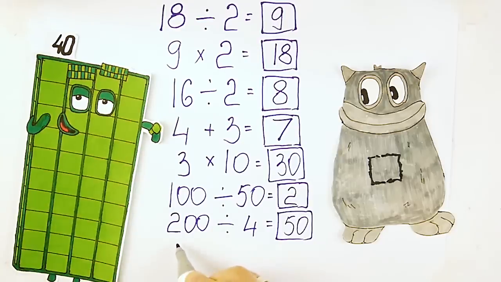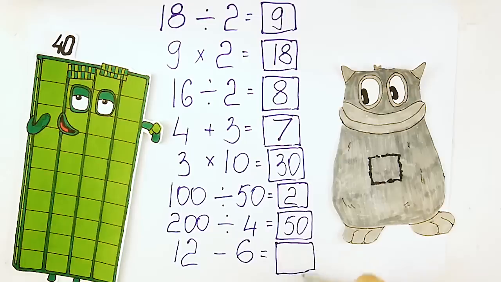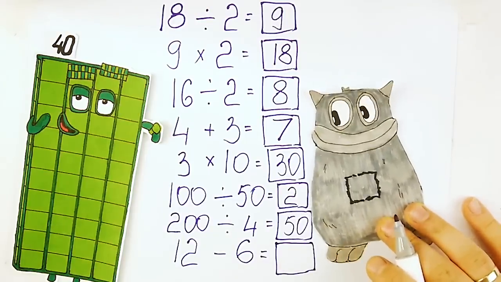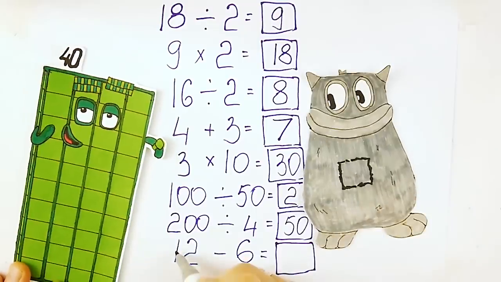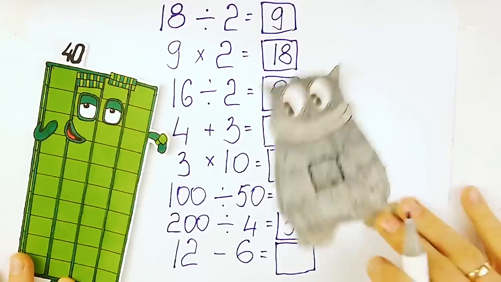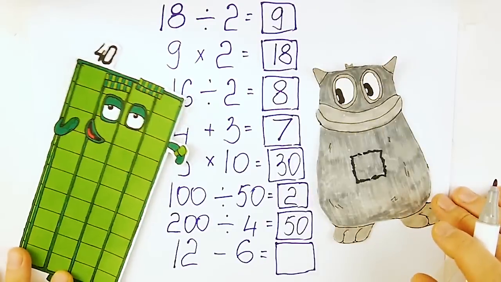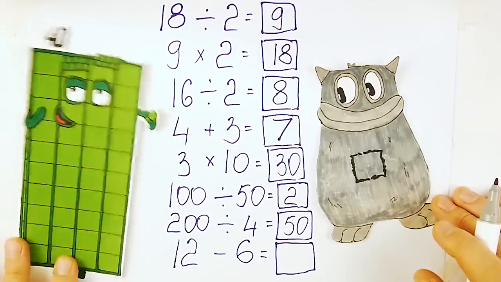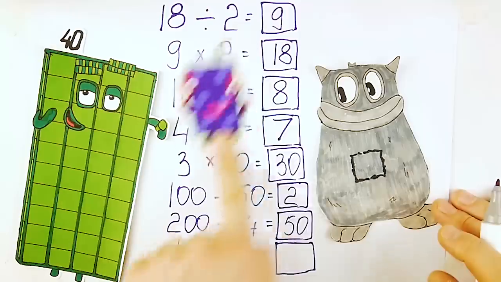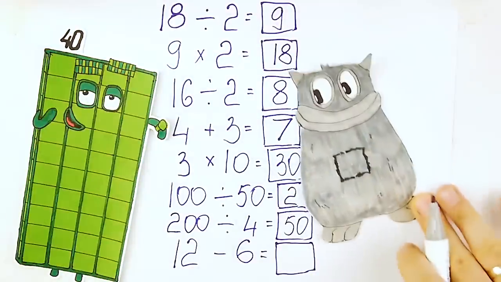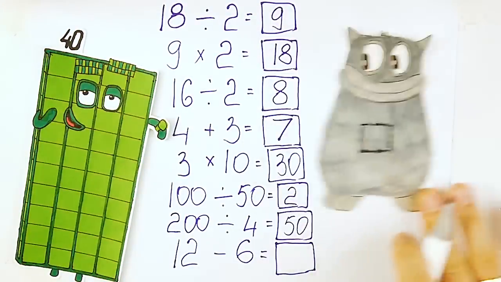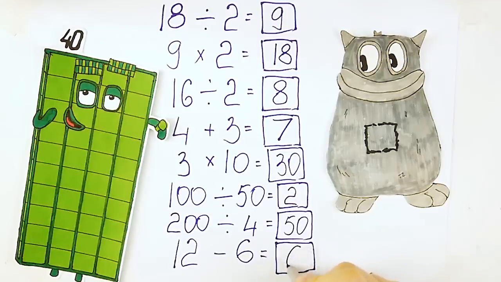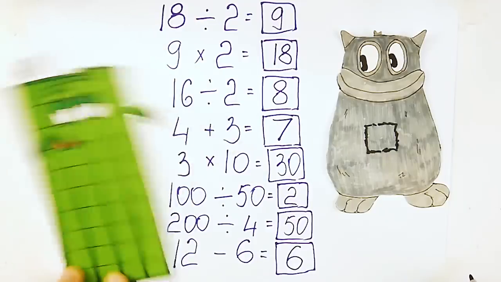Okay, and last example for you. 12 minus 6 equals yum. Which number block is missing? 12. Yeah, 12. 12 minus 6. Yeah, minus 6. Big Tum, it is very easy. My answer is number 6. I am 6 in the mix. Okay. 6 is right answer. 12 minus 6 equals 6. Awesome. It is very awesome.